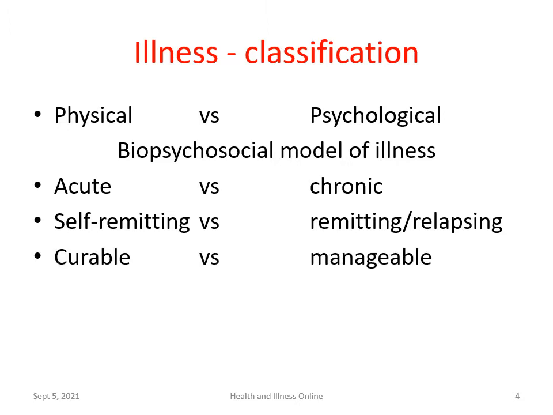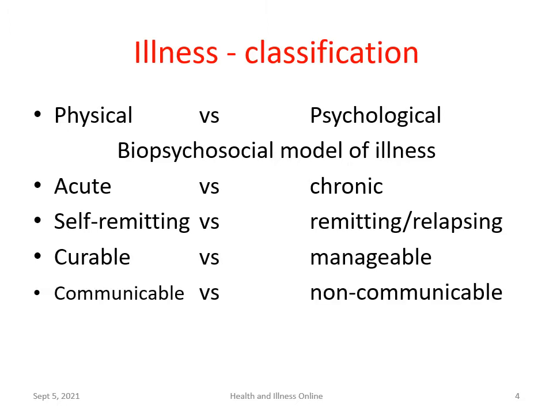The disease could be curable. For example, appendicitis, tonsillitis, malaria, many infections, or it could be manageable. For example, diabetes, high blood pressure, arthritis, and so on. The disease could be communicable. For example, the infections, and we will discuss those in more detail in a little while, or they would be non-communicable. In other words, they do not spread from one person to the other, or the disease can be classified as genetic in origin or environmental.